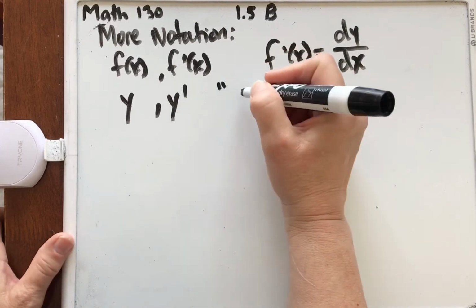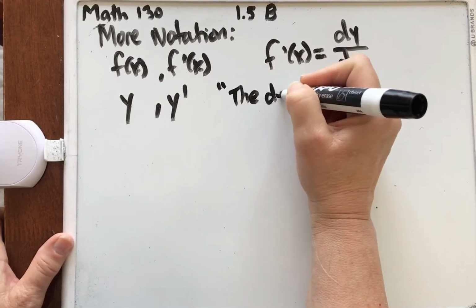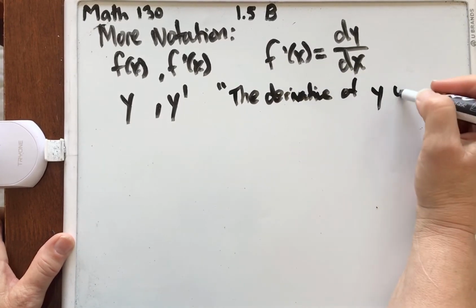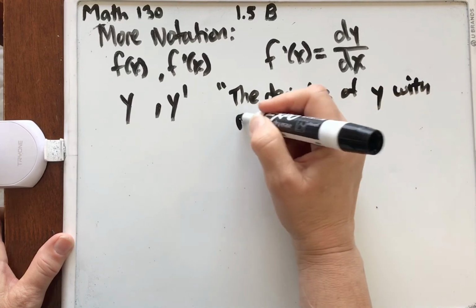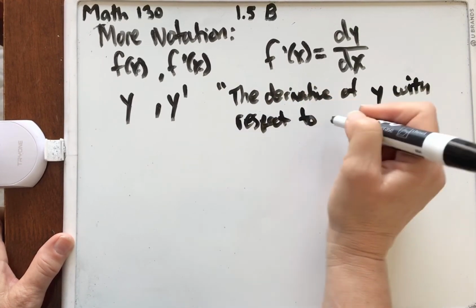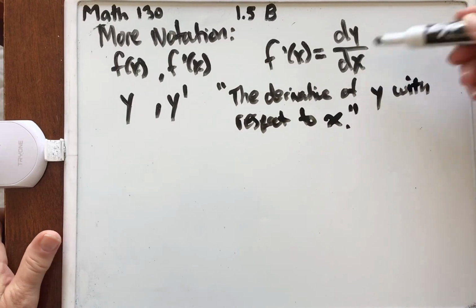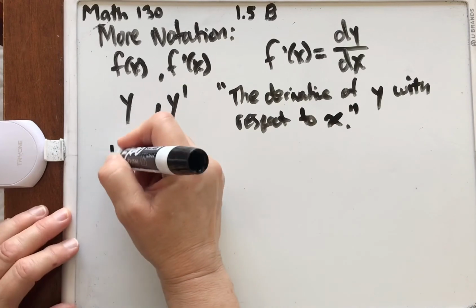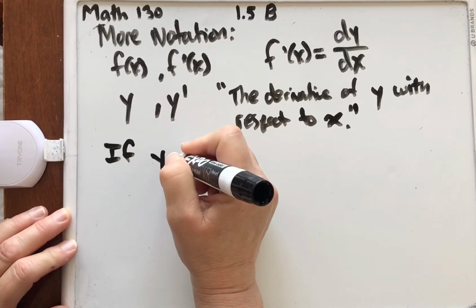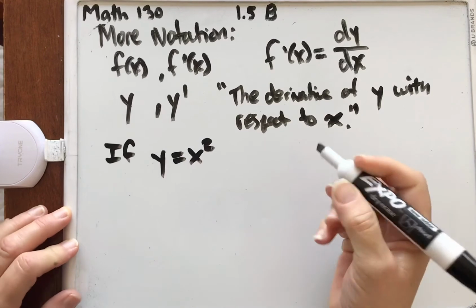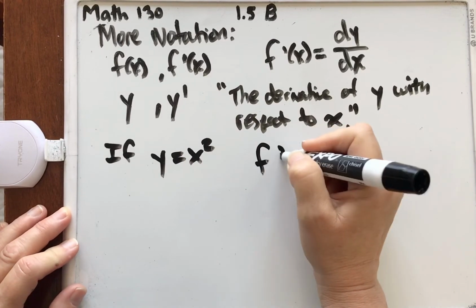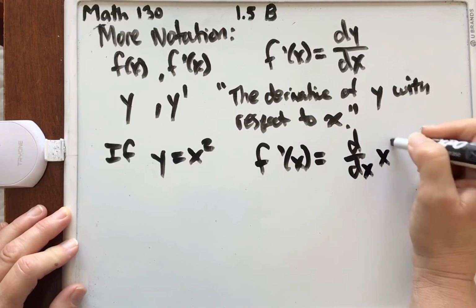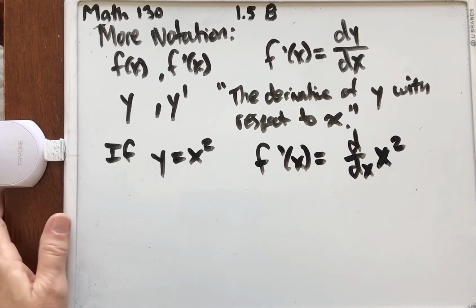I'll write that down. The derivative of y with respect to x. That's how we would say that in longhand. We just say dy dx. Okay, so let's go back to if y equals x squared. Then we would write it f prime of x equals d dx x squared.